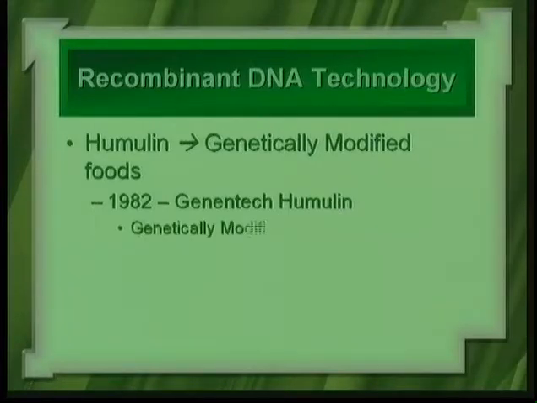So how did that happen? Okay, so what they did is they took human genes and inserted them into bacterial DNA. Okay, so these genetically modified bacteria were grown in these huge vats, and they produced this humalin. So this was before these genetically modified bacteria were produced, before 1982.